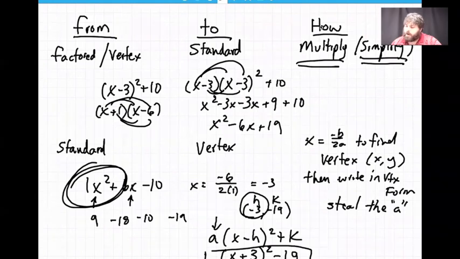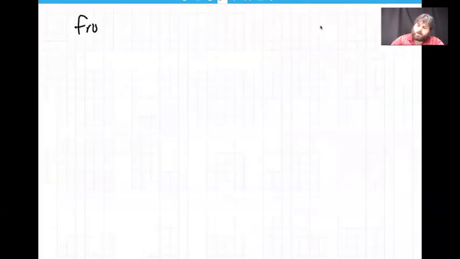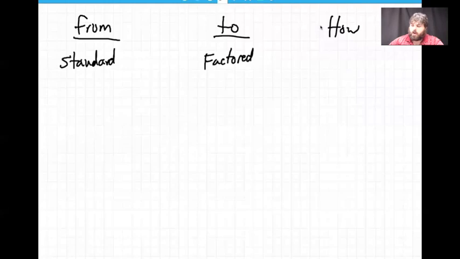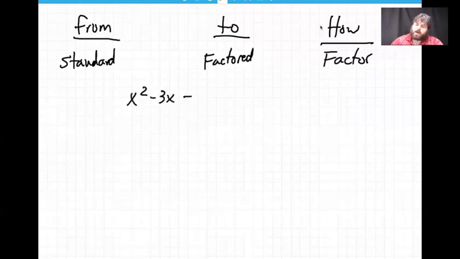Okay, there's one more here. I don't have room, but I'm gonna go ahead and write from, to, and how. So what if I wanna go from standard form? I wanna go to factored form. This is the easiest one. All you gotta do is factor, okay? From standard form, you factor. So if I had x squared minus 3x minus 10, that's standard form. I want to go to factored form. All I do is I rewrite it as (x minus 5) times (x plus 2). Okay, pretty straightforward.